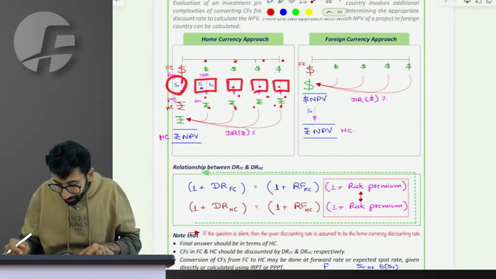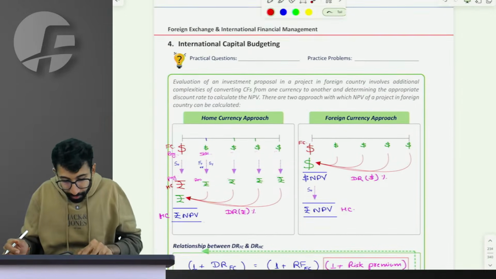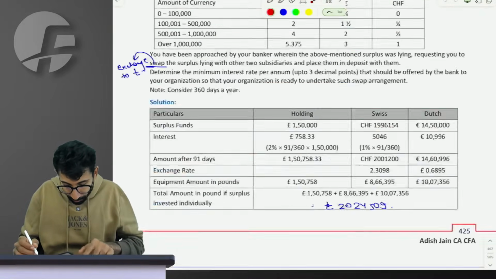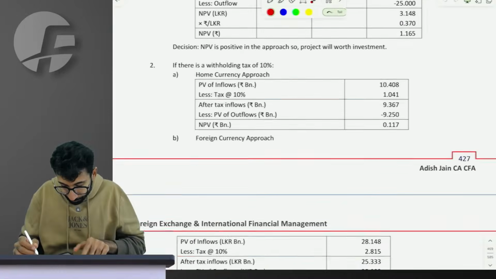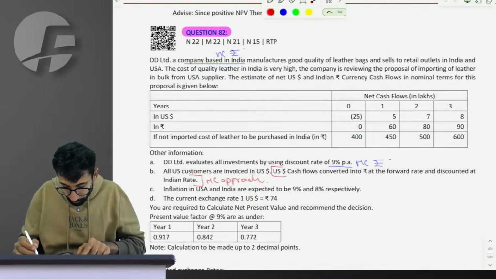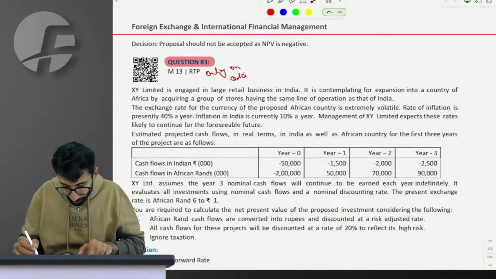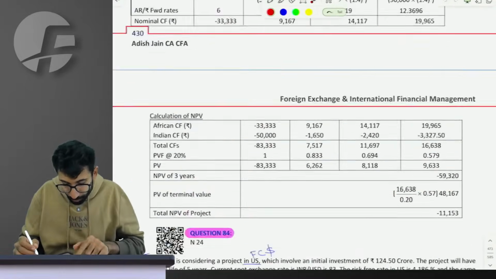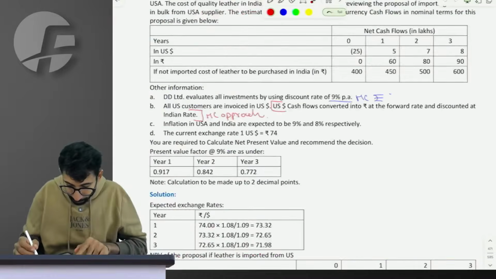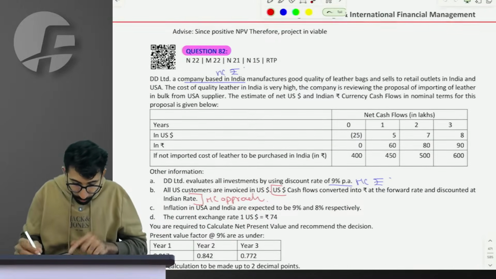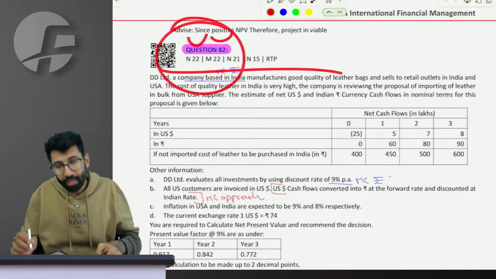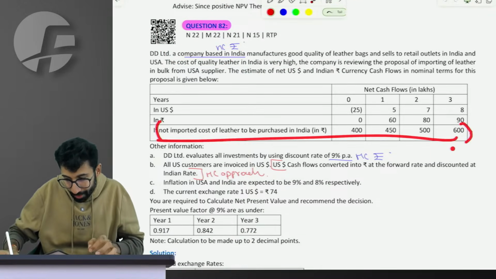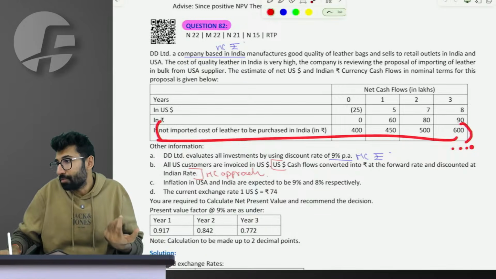Right? So I think now everything seems sorted. Let's proceed to solve a practical question of this category. Sir, let me figure out which question we should solve. Let's first solve question 82. The question of home currency approach has been asked by the institute multiple times. It has an ambiguity, which the institute sometimes asks about and sometimes doesn't.